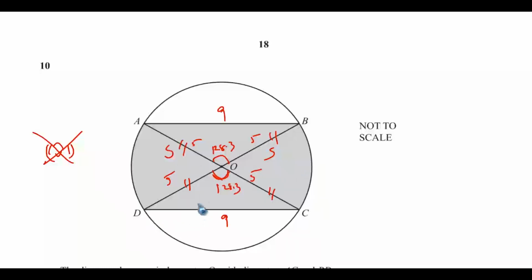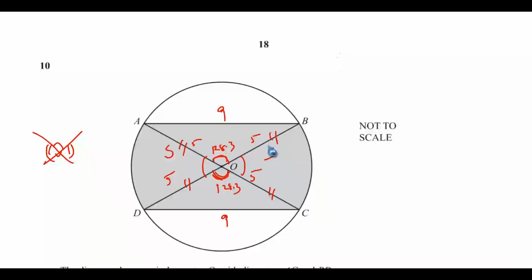Okay, so I need 4 things. I need AB, I need DC, I need arcs AD and BC respectively. Okay, so the next thing I will do is to say that this angle, this angle, this angle, and this angle add up to 360 degrees because they are angles around a point.